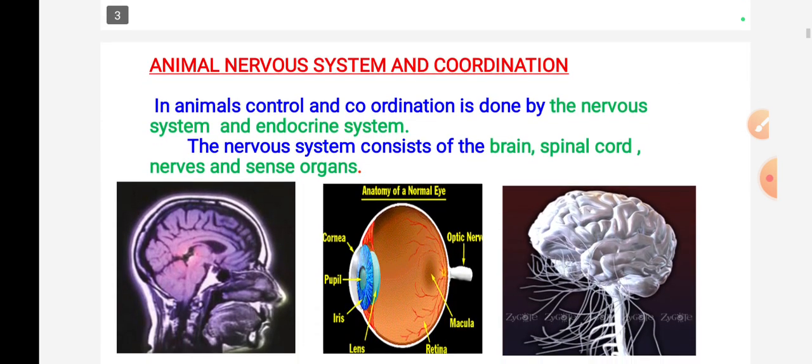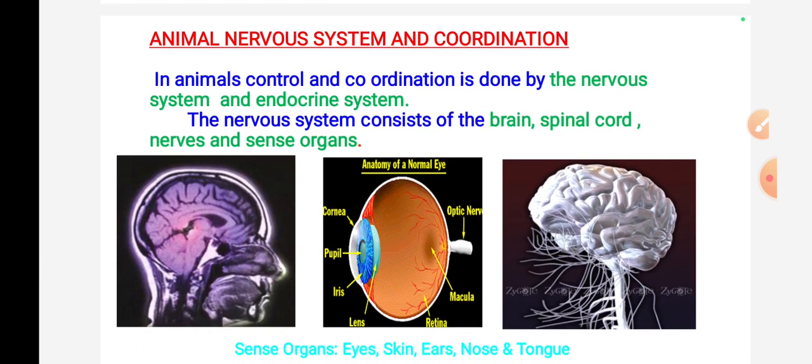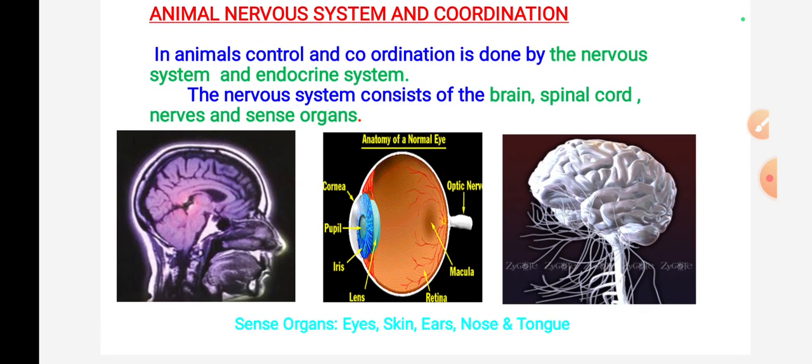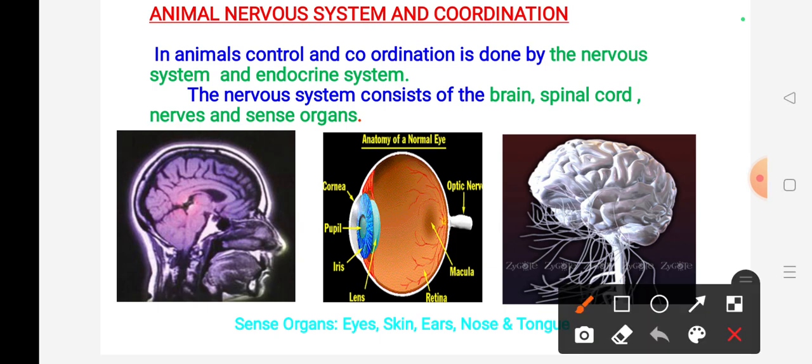First of all, we have to discuss the animal nervous system and coordination. In animals, control and coordination is done by the nervous system and endocrine system. The nervous system consists of a brain, spinal cord, nerves, and sense organs. We already know the sense organs are eye, skin, ears, nose, tongue.